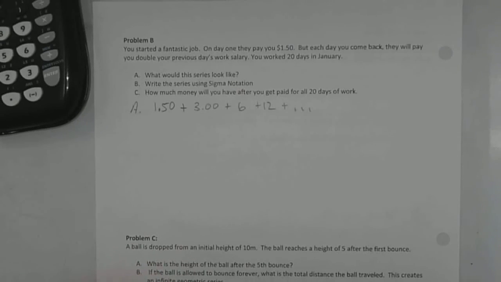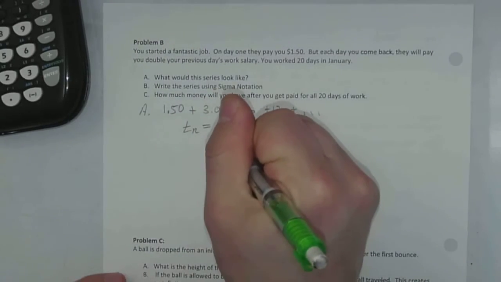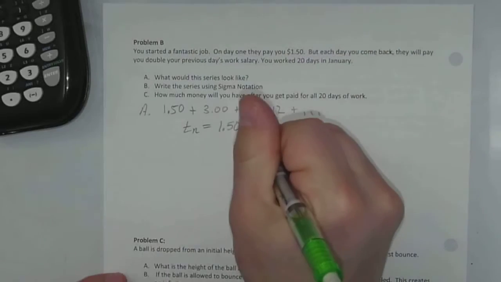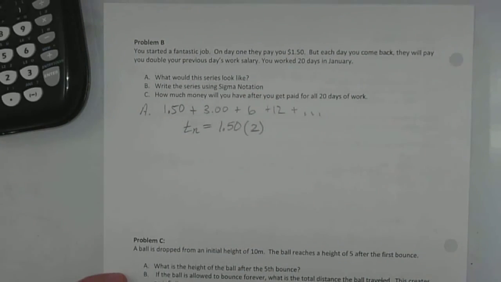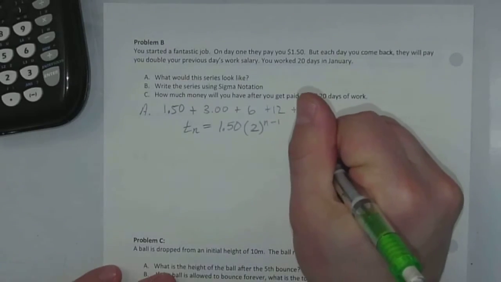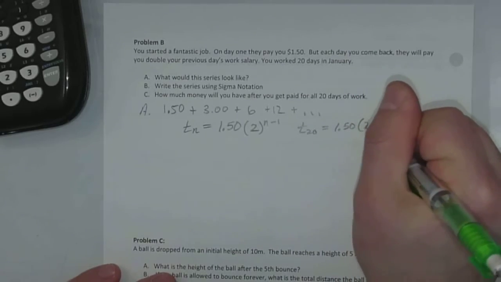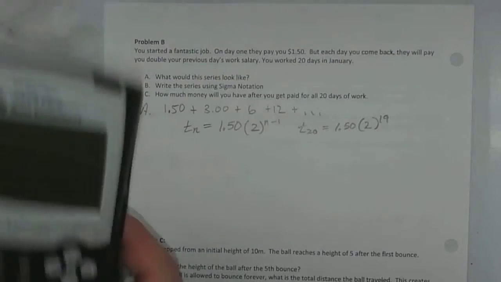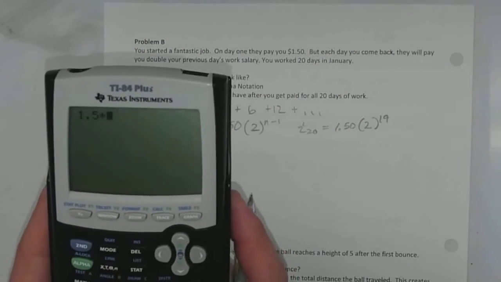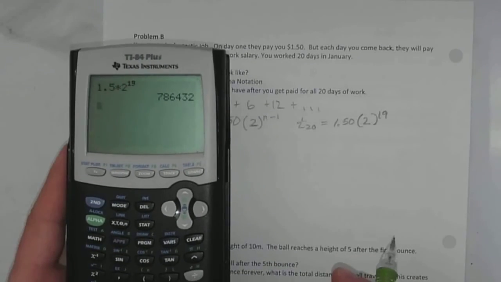And we can use our explicit rule for a geometric sequence to figure out how much we will get on the last day. For a geometric sequence, it's my first term times my common ratio, which in this case is 2 since we're doubling, raised to the n minus 1 power. On the 20th day, we're going to have 1.50 times 2 to the 19th power. We can type that into our calculator.